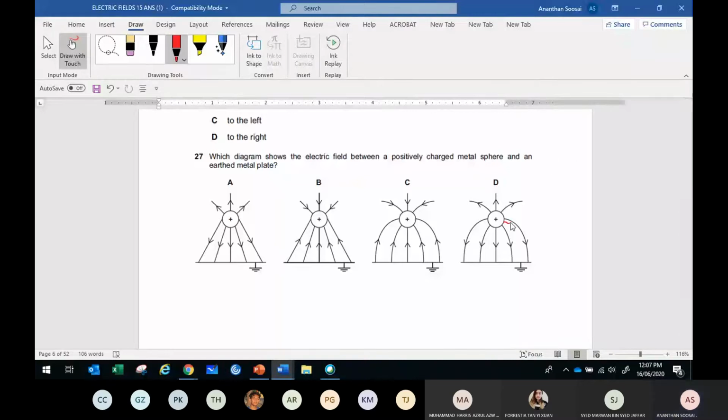That's what they are checking. This should be 90 degrees. All should be 90 degrees, and reaching the surface also should be 90 degrees.